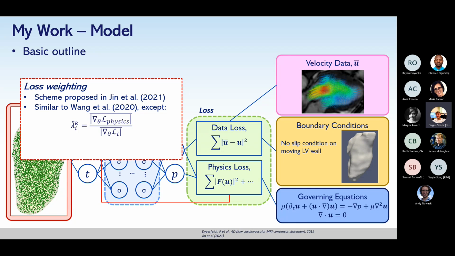As I said before, I use the loss weighting scheme that I had mentioned previously, or a similar version. I use one that was actually proposed a year later, which instead just takes the mean of the physics gradient rather than the maximum.